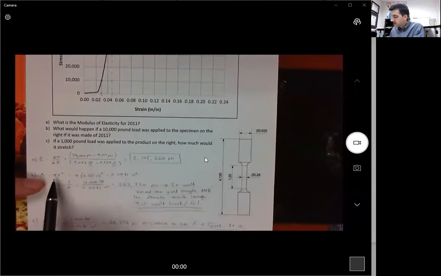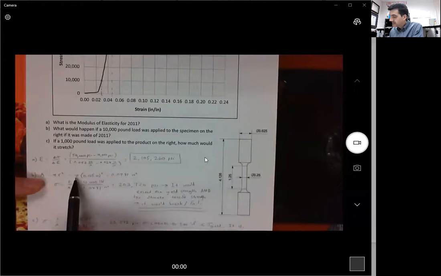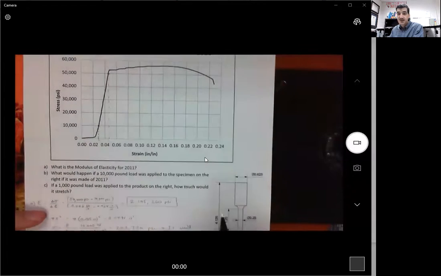Area of a circle is pi r squared, and if the diameter of this section is 0.25 inches, then that makes the radius 0.125 inches, that's 1/8 of an inch. We square it and then multiply it times pi to find the area is 0.0491 inches squared. Now we can take that area and plug it into our stress equation. So we take 10,000 pounds force divided by that area, and we get a stress of 203,720 PSI.